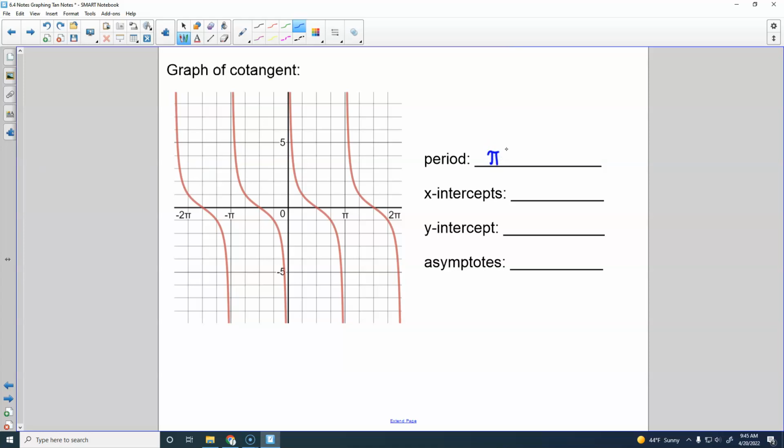The x-intercepts for this one are going to be at, right here, this would be pi over 2. This would be 3 pi over 2. So it's pi over 2, 3 pi over 2. It's going to keep on going, 5 pi over 2, dot, dot. What's our y-intercept?